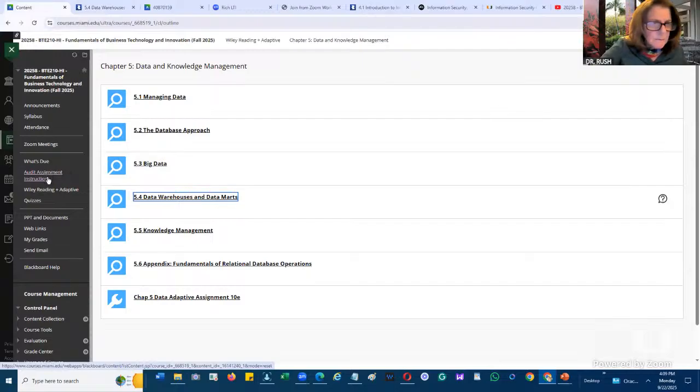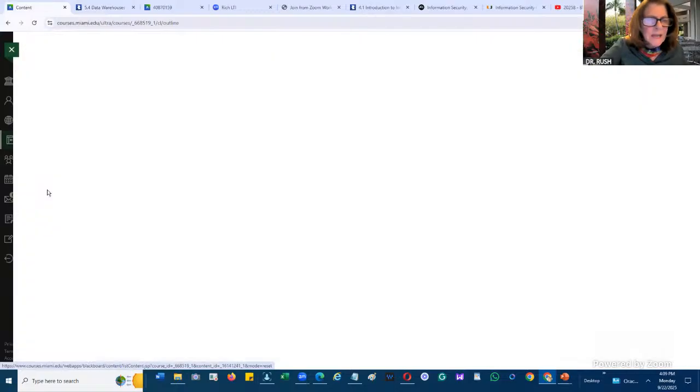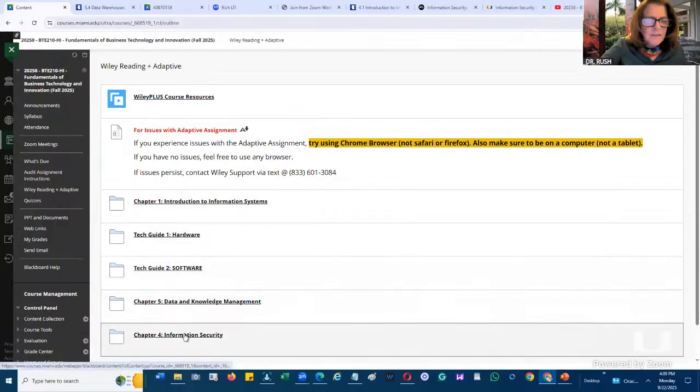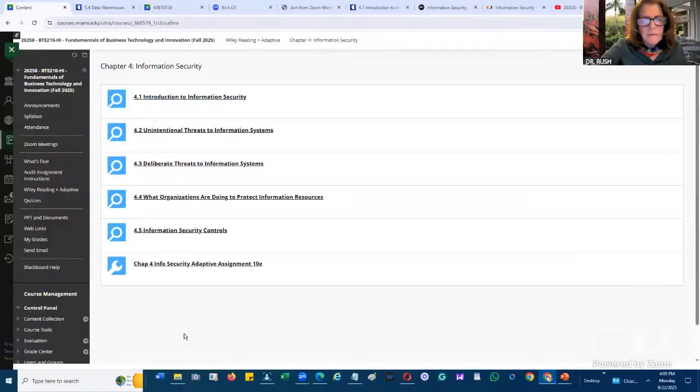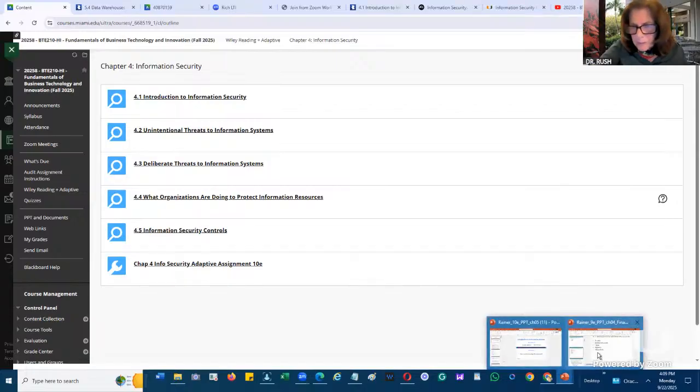The next part that I wanted to show you is in Wiley Plus, the idea of information security. And in information security, let me see.